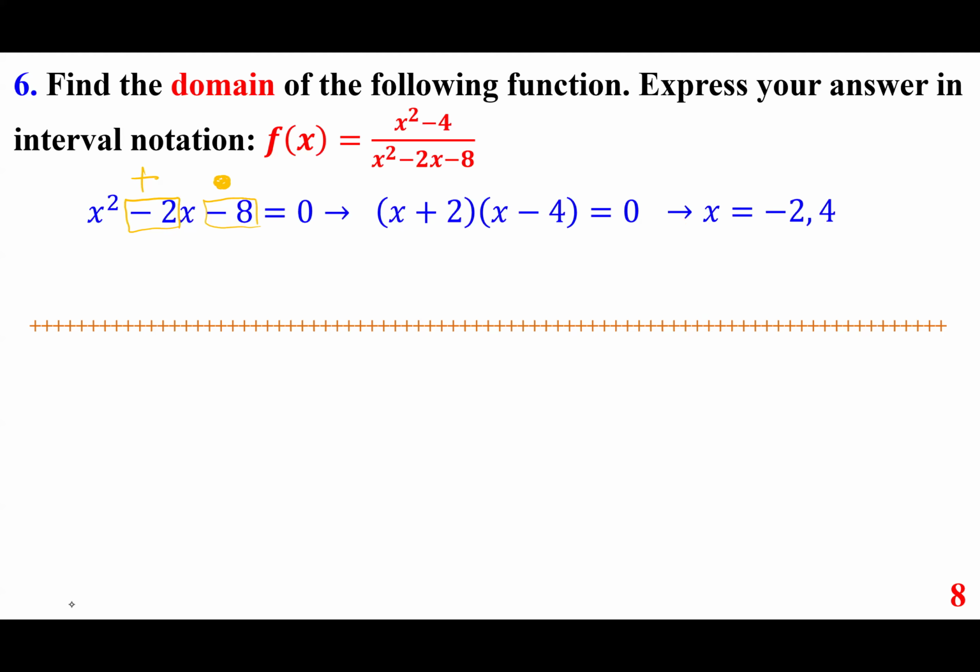Therefore, we write from negative infinity to negative 2, parentheses, union, negative 2 to 4. Both of them take parentheses, union 4 to infinity. And when you use parentheses, that means the endpoints are not included.